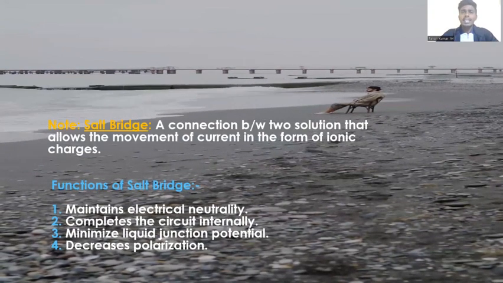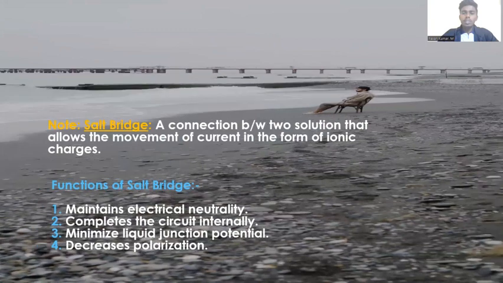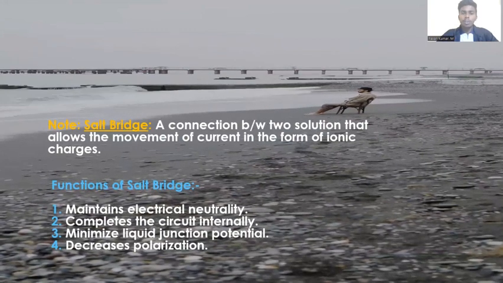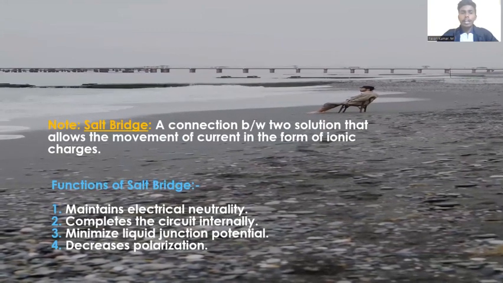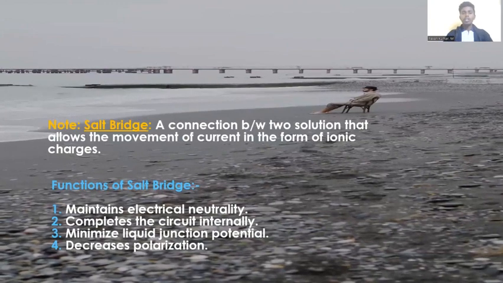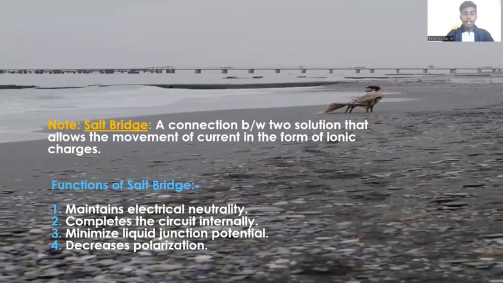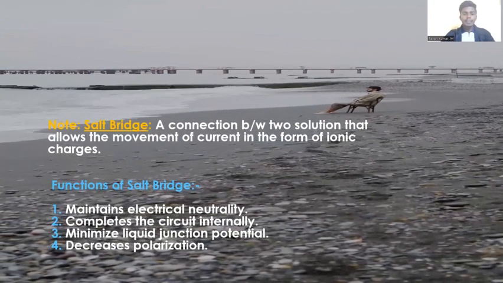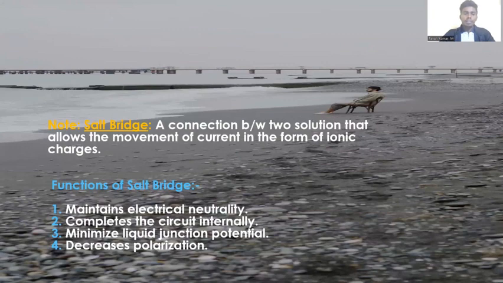A salt bridge is a connection between the two solutions that allows the movement of current in the form of ionic charges. The functions of a salt bridge are: it maintains electrical neutrality, completes the circuit internally, minimizes the liquid junction potential, and decreases the polarization. These are the four main functions of the salt bridge.